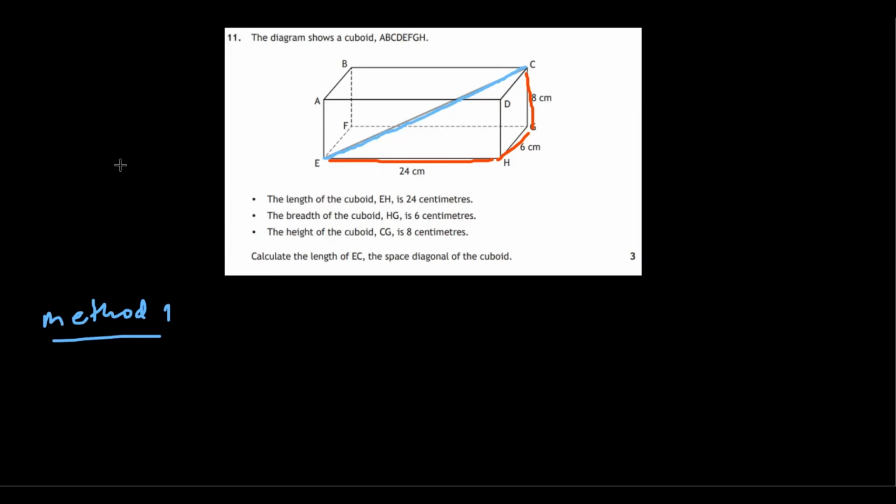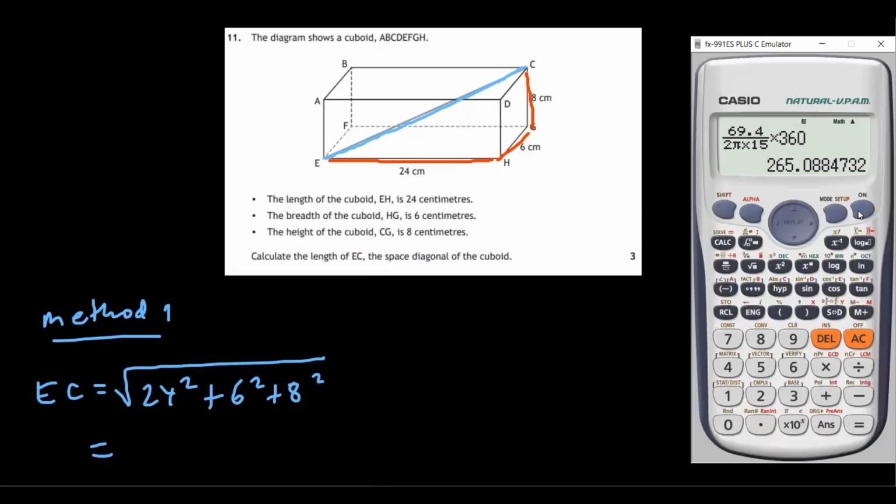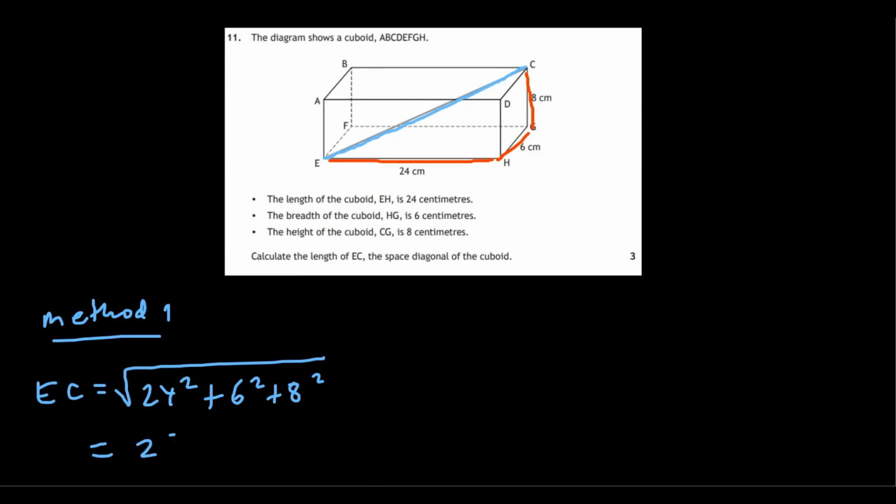So it would just be EC equals the square root of 24 squared plus 6 squared plus 8 squared. And you can see why it's called 3D Pythagoras, because it's basically the same as Pythagoras' theorem. So that gives 24 squared plus 6 squared plus 8 squared, and that gives 26 centimeters. So that's the first way of doing it.